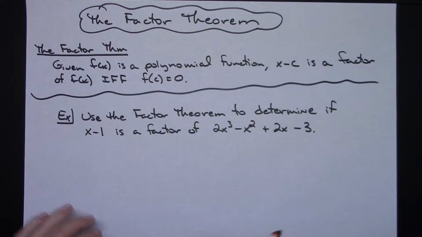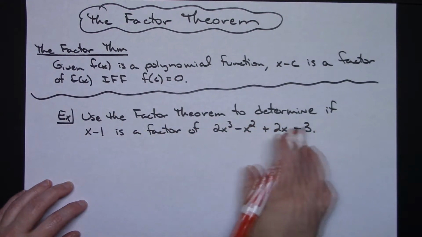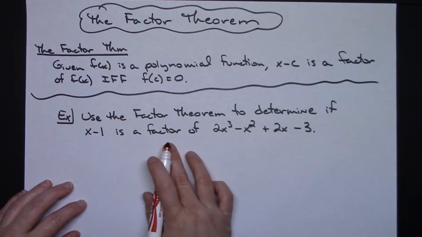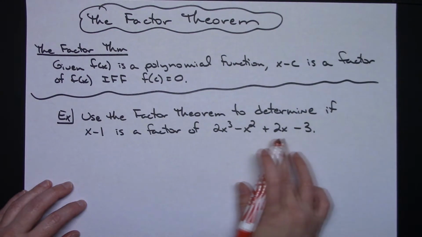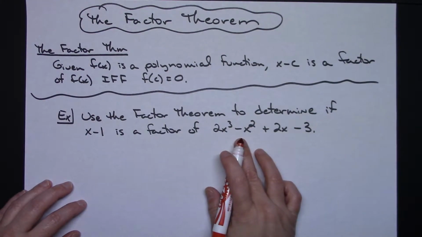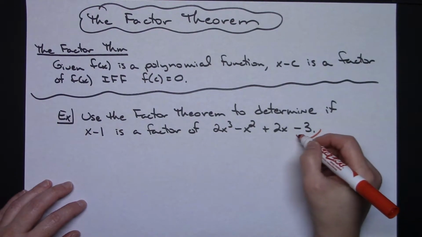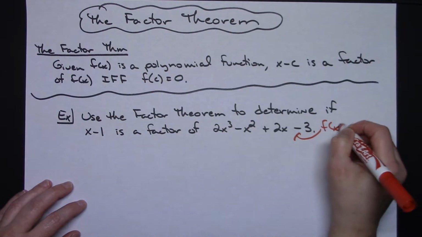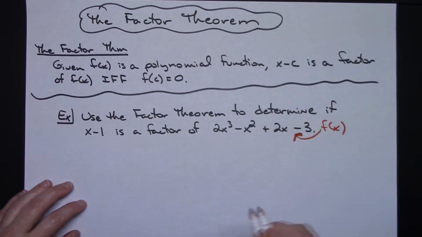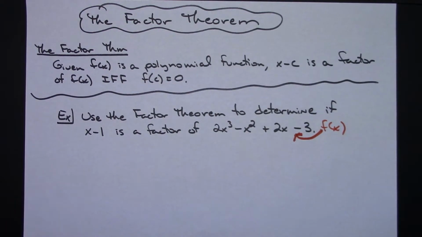Alright, so in this example right here, it says use the factor theorem to determine if x minus 1 is a factor of the polynomial 2x to the third minus x squared plus 2x minus 3. Okay, we are going to assume here that this is our f of x, so that we can just use that notation throughout this whole entire thing.